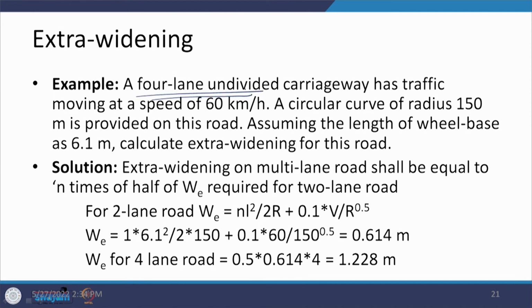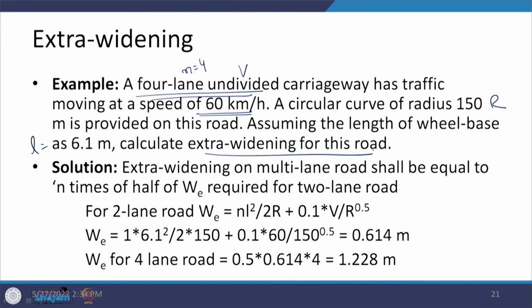In the case of a 4-lane undivided carriageway, the traffic is moving at a speed of 60 kilometers per hour. So, you have n equals 4 and capital V is 60 kilometers per hour. The circular curve has a radius of 150 meters, so capital R is 150 meters. The length of the wheelbase is 6.1 meters. We have to calculate the extra widening for this road.